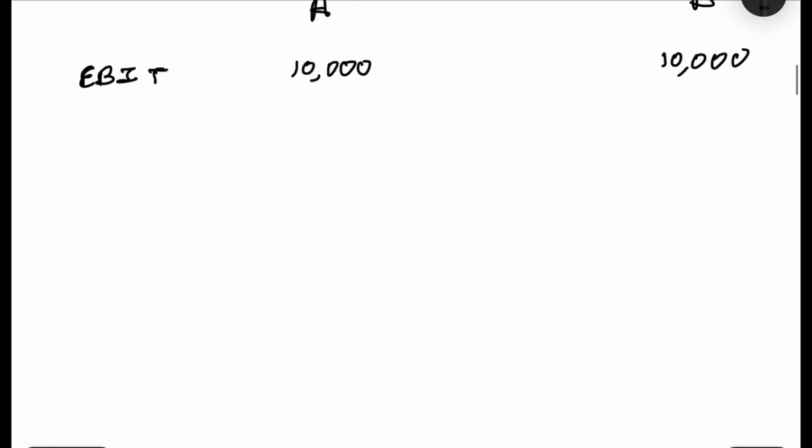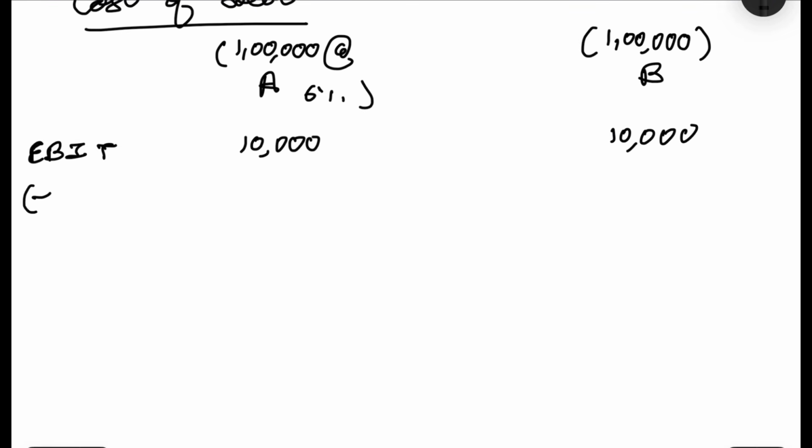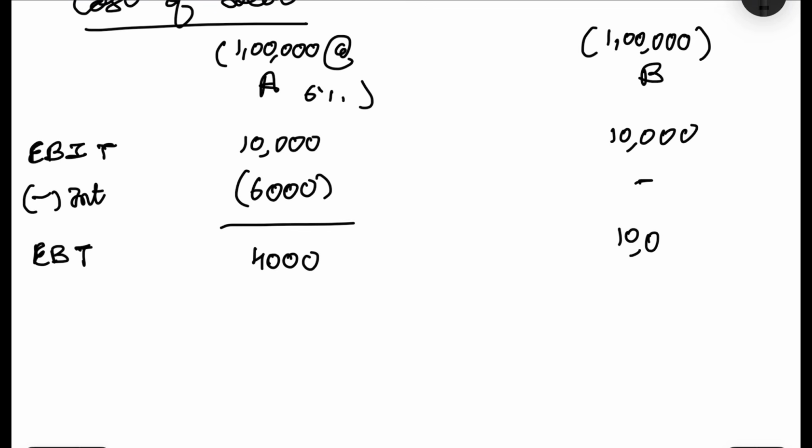There are two companies, company A and company B. Both companies earn an equal amount, that is their EBIT, earnings before interest and taxes, are equal, 10,000 each. But one company uses debt in its capital structure, and the other company uses equity. So company A raised debt at an interest rate of 6%, and company B uses money raised by equity. So when we subtract interest, 6,000 is paid by company A and none by company B. And then when we calculate EBT, we get 4,000 and 10,000 respectively.